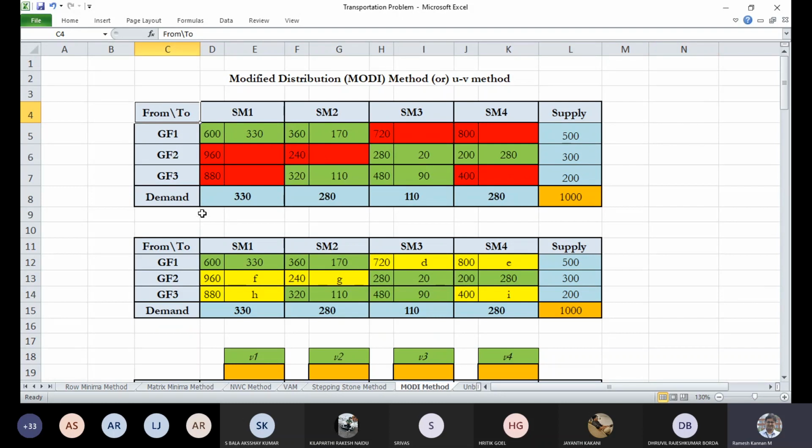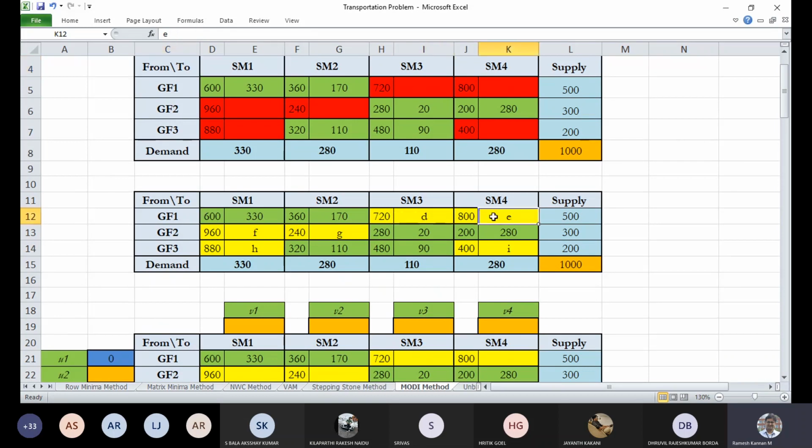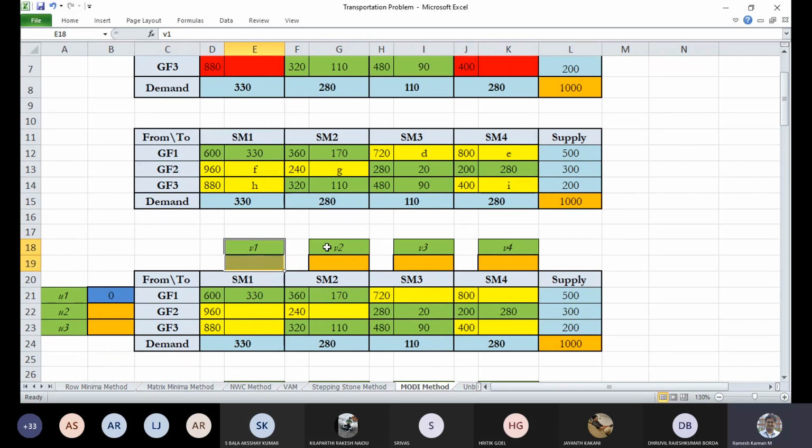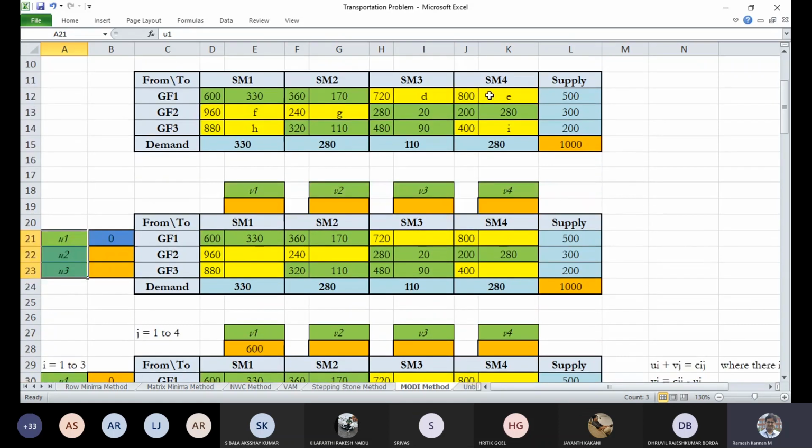What we try to do is name the unallocated cells, like in the previous case, as E, F, G, H, and I. Then we put in extra elements, V and U. This method is also known as the UV method. Row-wise, you put U1, U2, U3. This is the nomenclature for rows, and for columns we put V1, V2, V3, and V4. The rest of the things are the same, right?